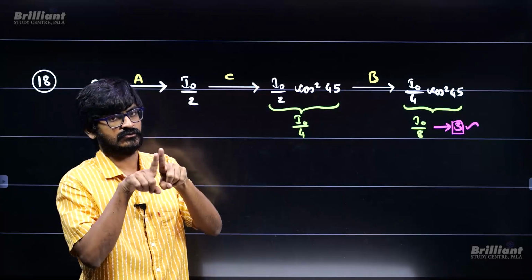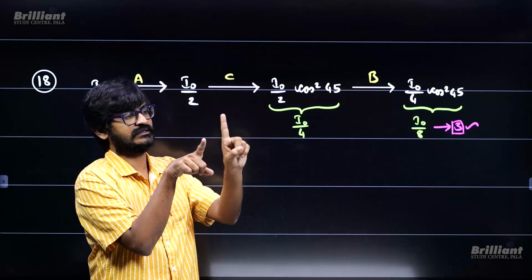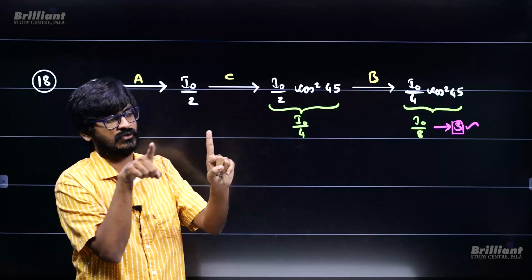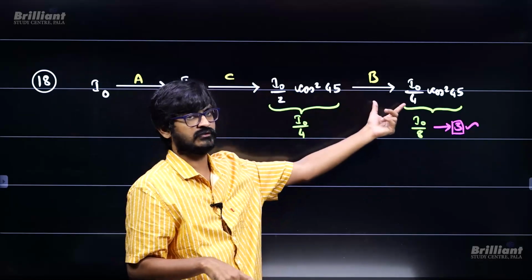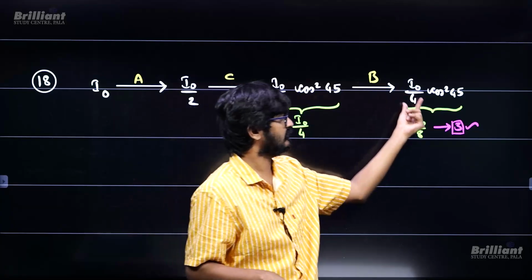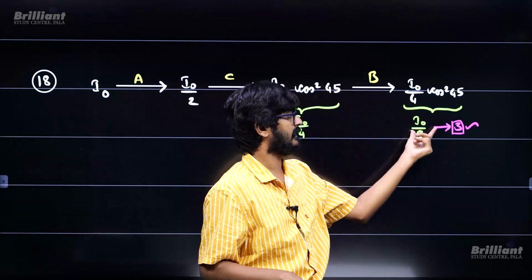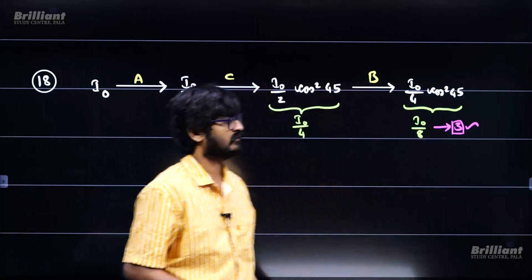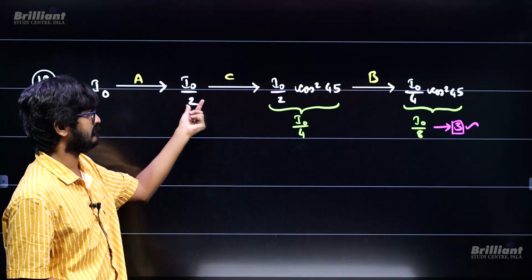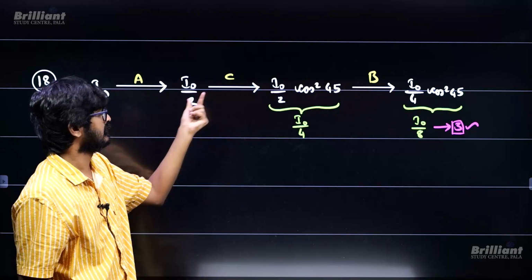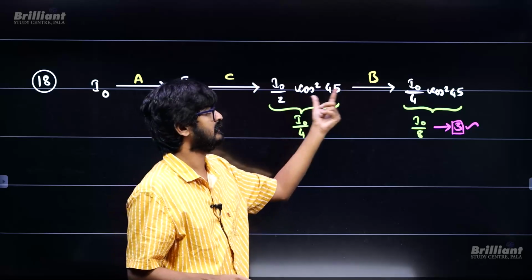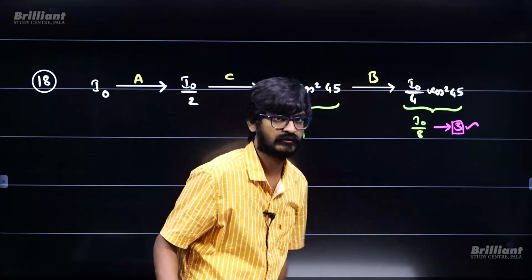So how much is passing through C? I naught by 4. Now again, what is the angle between C and B? 45 degrees. So how much will pass? Cos square 45 is 1 by 2, so I naught by 4 into cos square 45 will be I naught by 8. This one will be passing. Unpolarized, this will be polarized with axis along A, this will be polarized with axis along C, and this is polarized with axis along B.